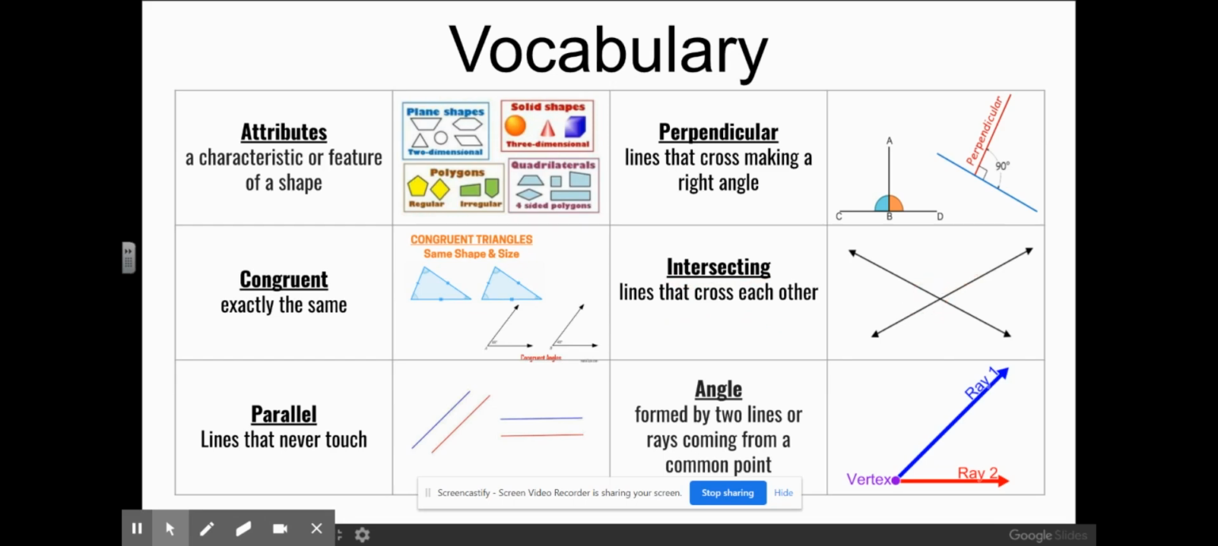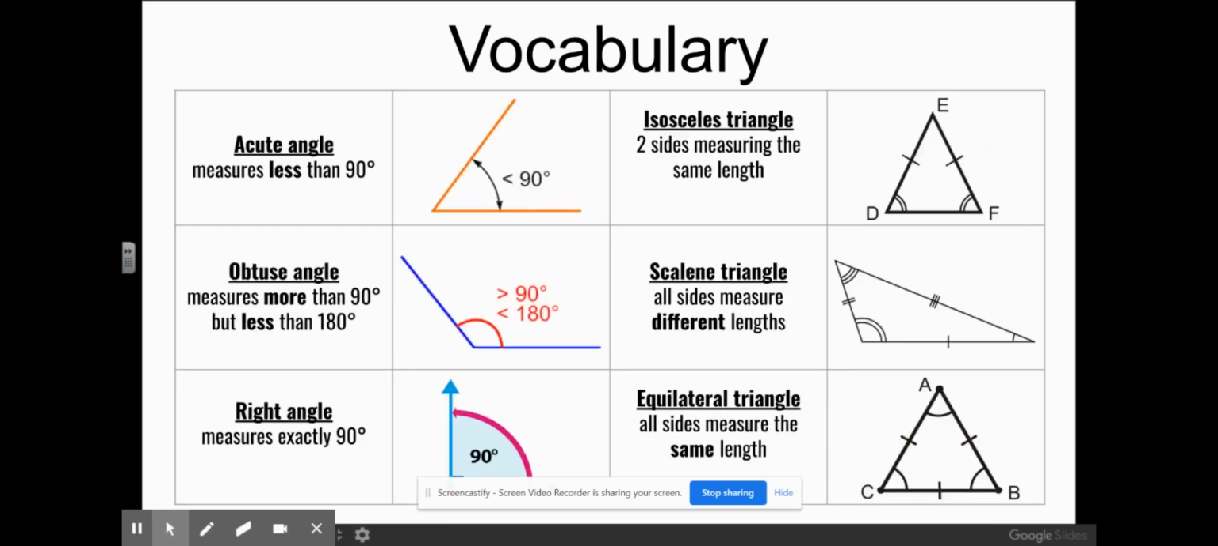Then we have angle, formed by two lines or rays coming from a common point. So the common point is called a vertex. And so we have one ray going this way and one ray going this way. That forms an angle. Then we have acute angle. An acute angle is an angle that measures less than 90 degrees.